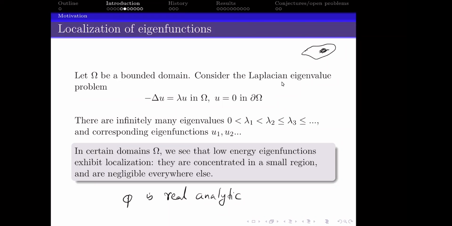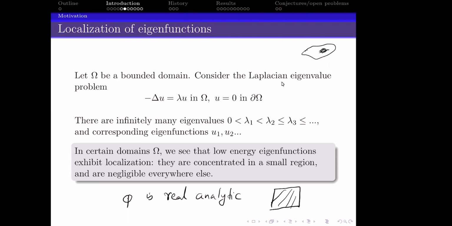This is observed, and we are still trying to understand why it happens, in which domains it happens, and so on. For instance, this localization will not happen in a square. Suppose you take a square, then you know exactly what all the eigenfunctions are. They are sin(mx) sin(ny).